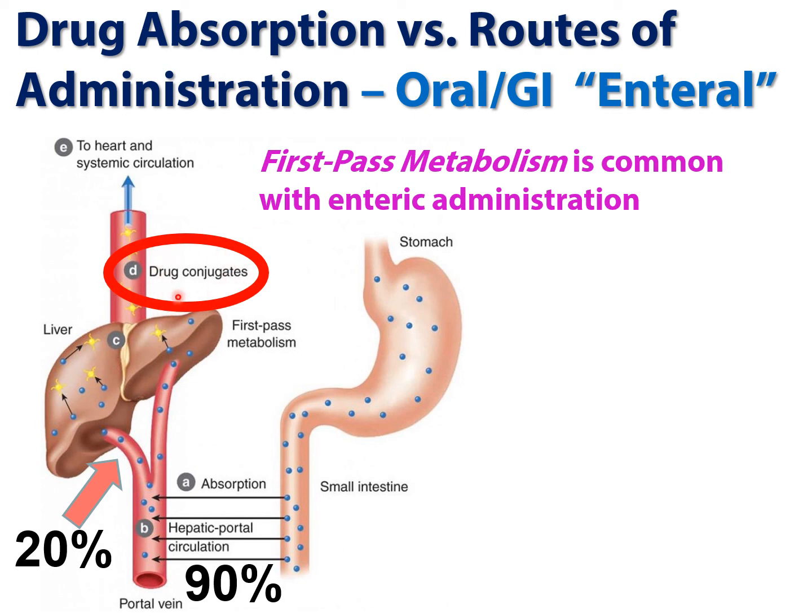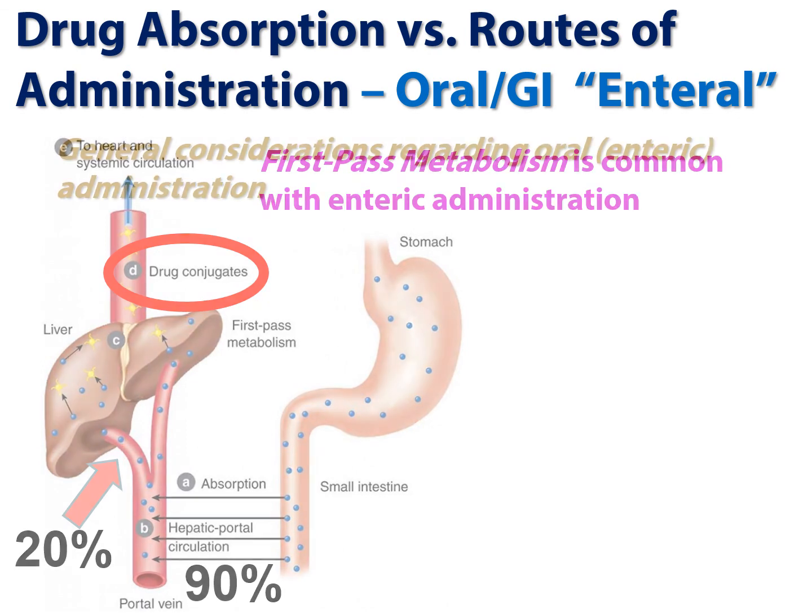That's what drug conjugates means. You've tacked on some functional groups that target it for renal secretion or so forth. So in any case, this is an example of why potency tends to be lower when you give drugs enterically. This first pass metabolism lowers the bioavailability of drugs.